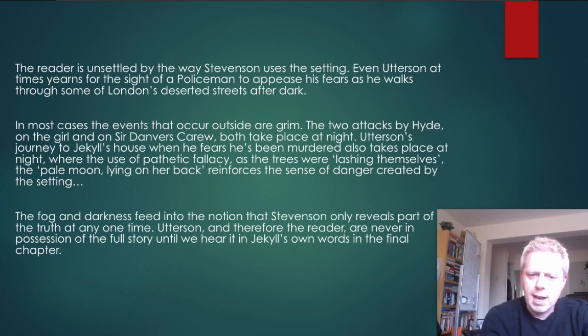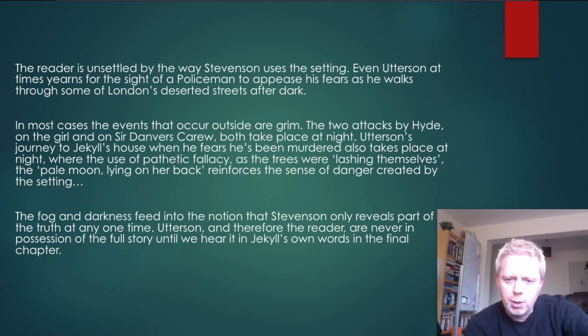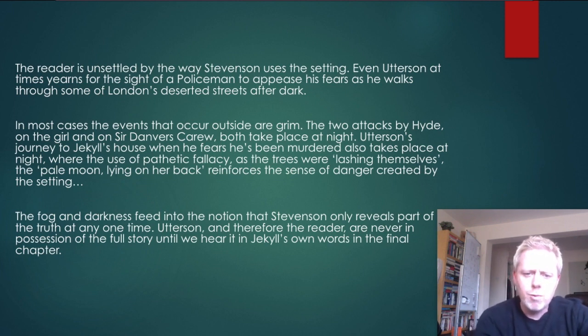Utterson's journey to Jekyll's house when he fears he's been murdered also takes place at night, with the use of pathetic fallacy as the trees were lashing themselves, the pale moon lying on her back, very gothic that, and personification, reinforces the sense of danger created by setting. So setting alongside pathetic fallacy, alongside personification, with the moon here and the fog previously, along with gothic imagery, all very terrifying and shocking for the reader now and then.